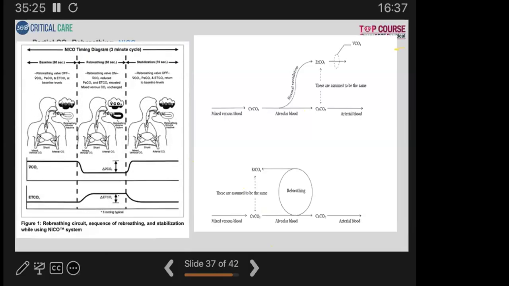That's all. This is a picture showing the NICO, where you are measuring the baseline value, VCO2, EtCO2. When you make the patient rebreathe, the EtCO2 value goes high. If the cardiac output is good, then the EtCO2 value will be low. If the cardiac output is poor, then the EtCO2 value will remain high. That is the concept.